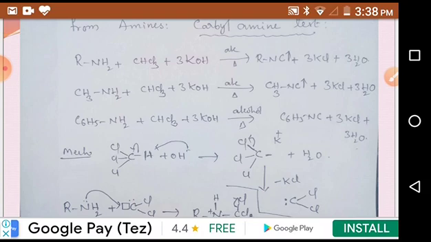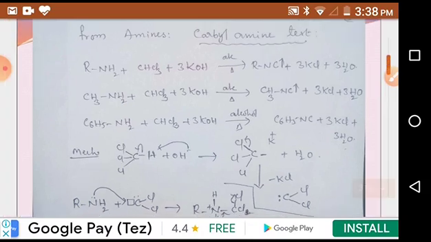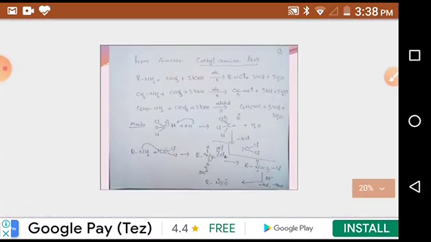These carbylamines exist in the gaseous phase. These gases have a very bad, unpleasant, foul smell. By observing this foul smell, we can easily tell that the gas has evolved. By the evolution of this gas, we can confirm that the given compound may be a primary amine. So this is about what carbylamine is.